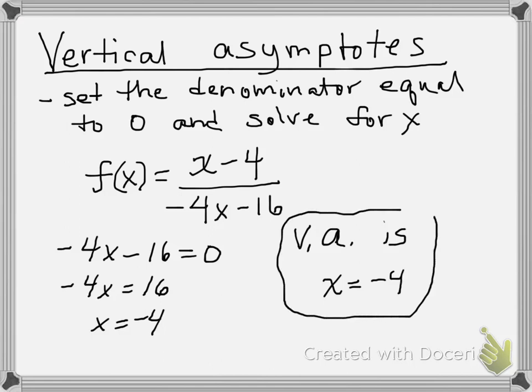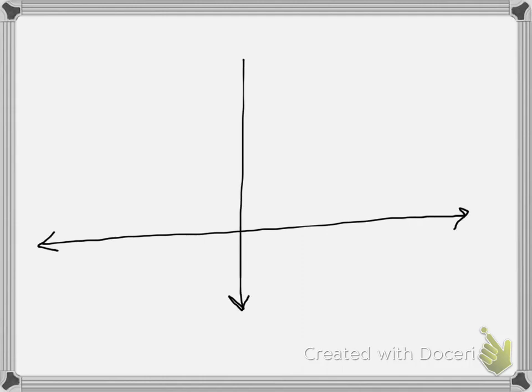Now, on the next page, I'm going to show you what that means with x equals negative 4. When you're graphing and you have a vertical asymptote, there will be a vertical line that your function will not cross. So if I have a number line, such as this one, and let's say this is -4. I'll let this be 4. It means that at -4, you're going to have an imaginary line, such as this one.